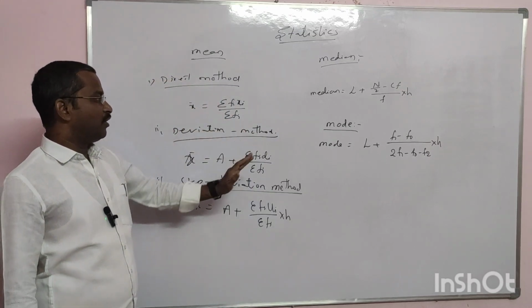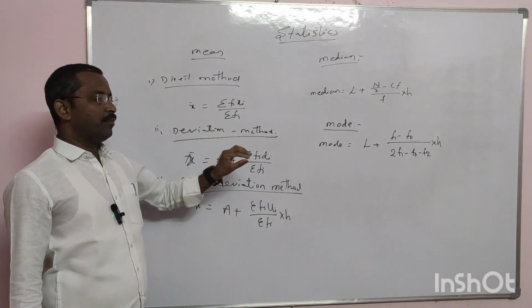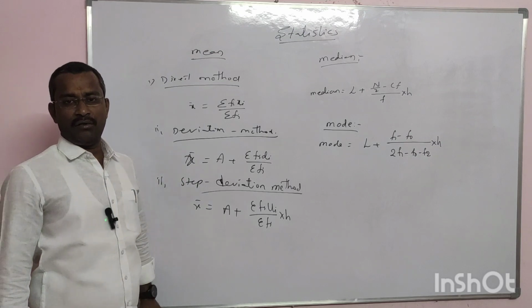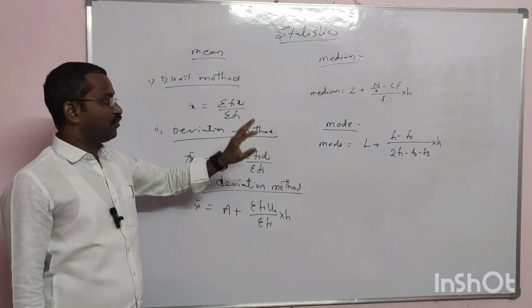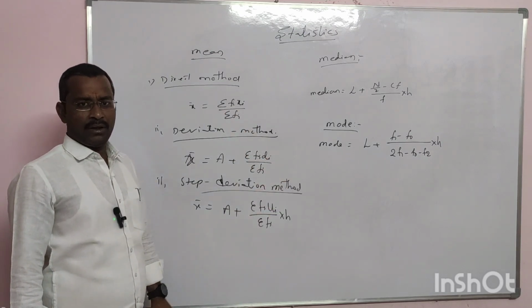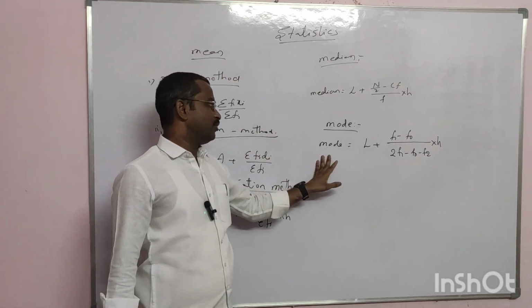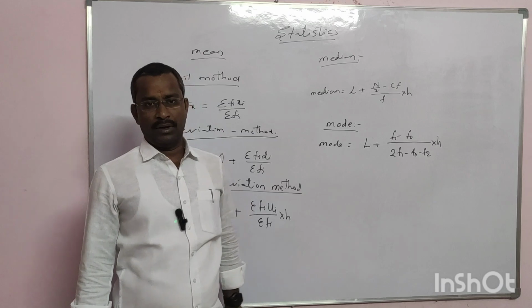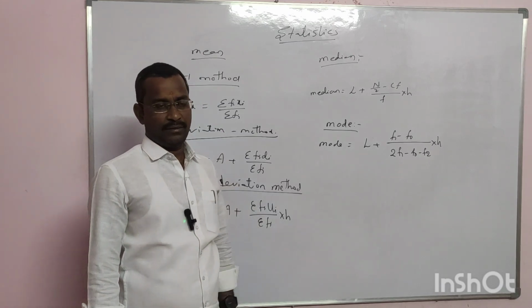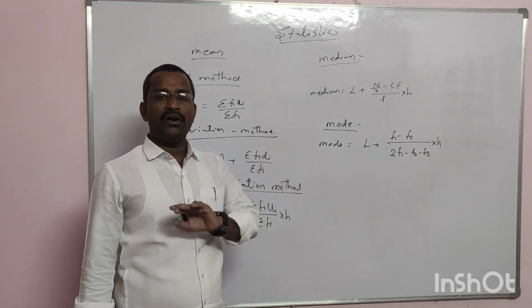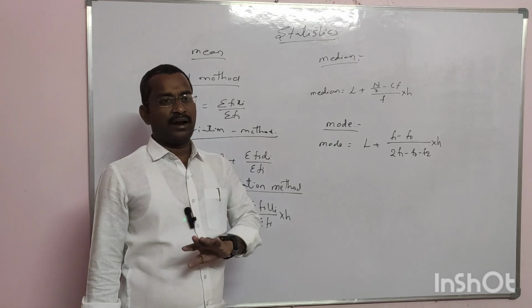If you write these formulas, you will be getting 2 or 4 marks according to the question paper. Definitely you will be asked to write only the formula first. And remember, these are the formulas given only for grouped data, which are divided into classes. If it is not divided into classes, we say it is raw data.